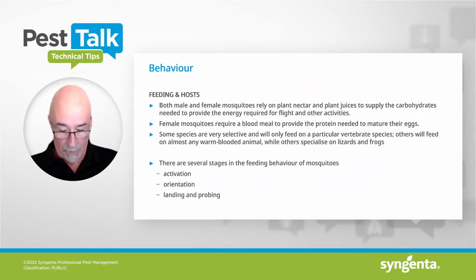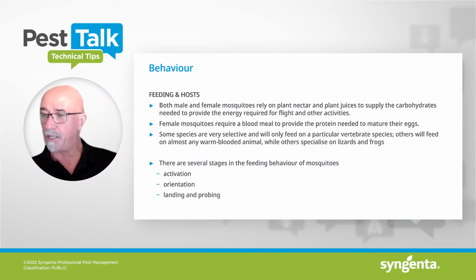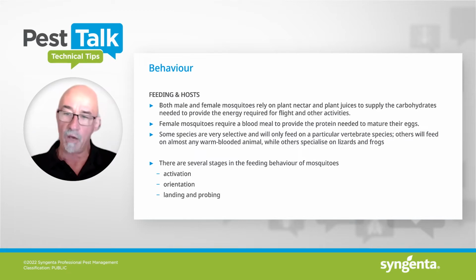Feeding and host. Both male and female mosquitoes rely on plant nectar and plant juice to supply the carbohydrates needed to provide the energy required for flight and other activities. Female mosquitoes require a blood meal to provide the protein needed in their mature eggs. Some of the species are very selective and only feed on particular vertebrate species. Others will feed on almost any warm-blooded animal, while other species will feed on cold-blooded animals like lizards and frogs.